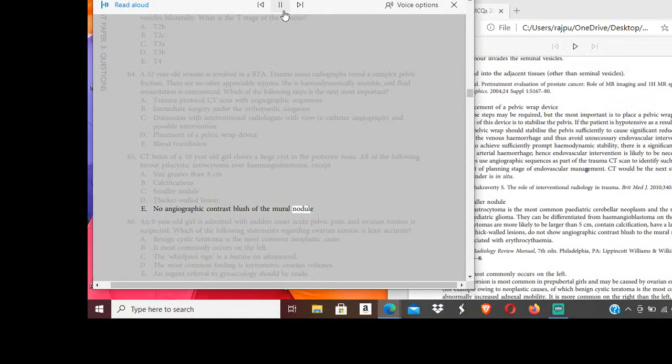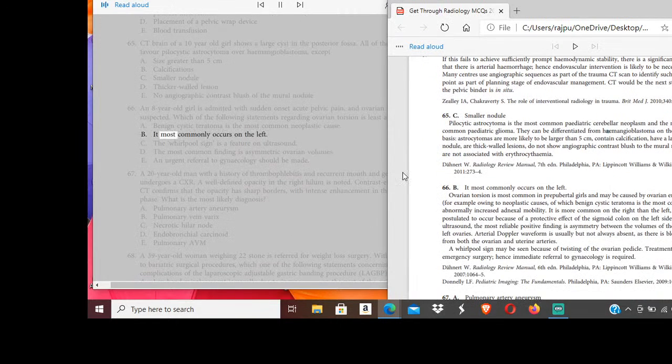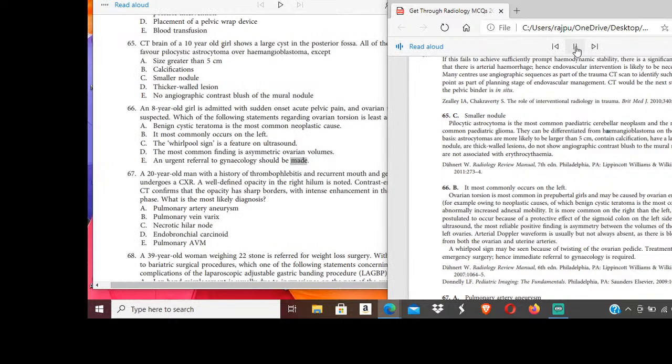66. An 8-year-old girl is admitted with sudden onset acute pelvic pain, and ovarian torsion is suspected. Which of the following statements regarding ovarian torsion is least accurate? A. Benign cystic teratoma is the most common neoplastic cause. B. It most commonly occurs on the left. C. The whirlpool sign is a feature on ultrasound. D. The most common finding is asymmetric ovarian volumes. E. An urgent referral to gynecology should be made.